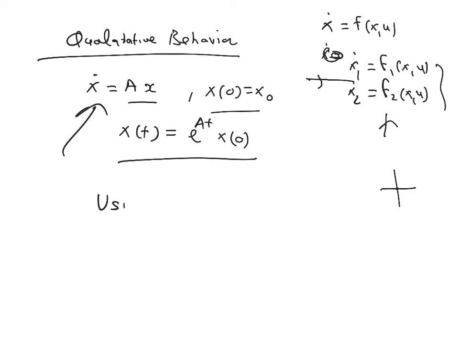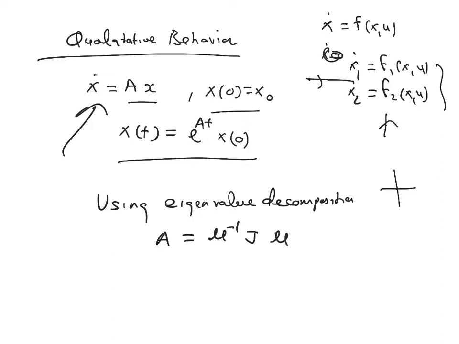Or, if you remember eigenvalue decomposition or diagonalization, our technique, you can write A as M inverse J M. The notation is different. This is the transformation matrix. You remember a similarity transformation to do the diagonalization? This J matrix is the Jordan form. If all the eigenvalues are real and distinct, they will appear in the block matrix, right?